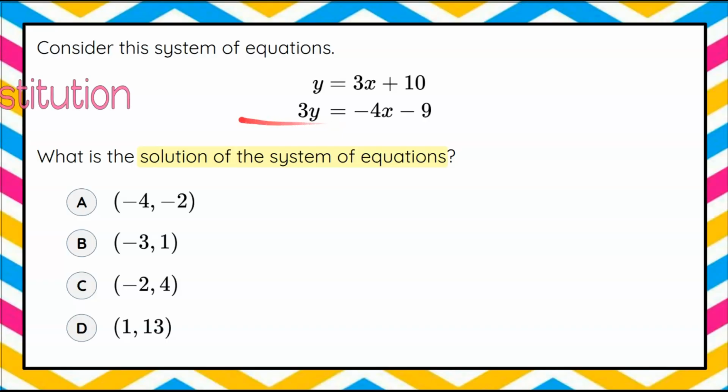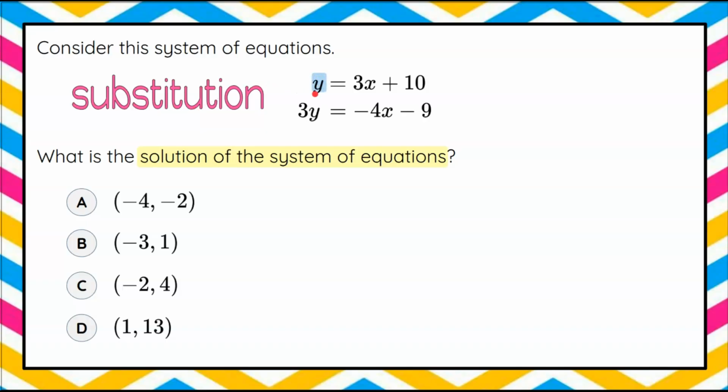We are going to use substitution as our method today. You can pick a different one, but I'm using substitution since this equation is solved for y, and I know that y is equal to 3x plus 10. I can replace y in the second equation with this expression, 3x plus 10, and then I only have one variable, and I can solve.